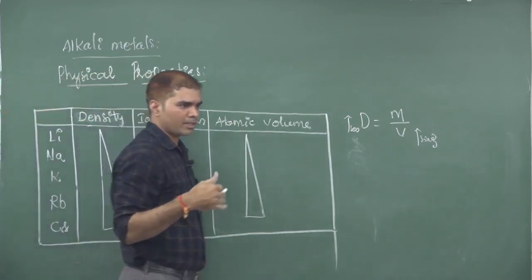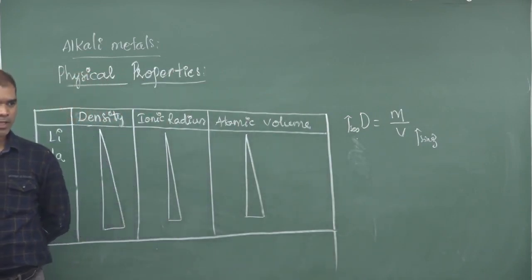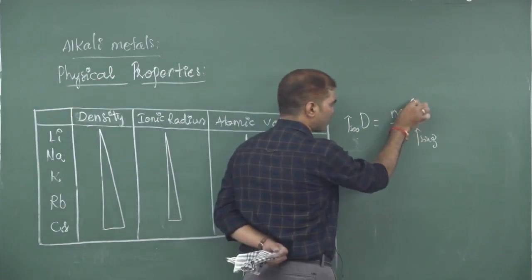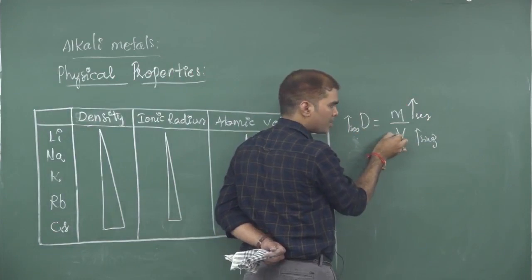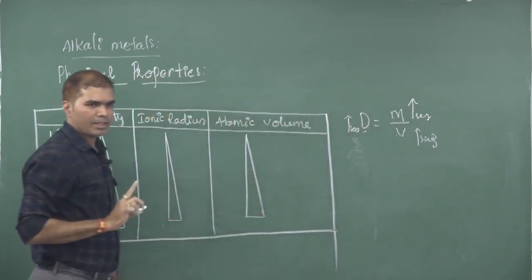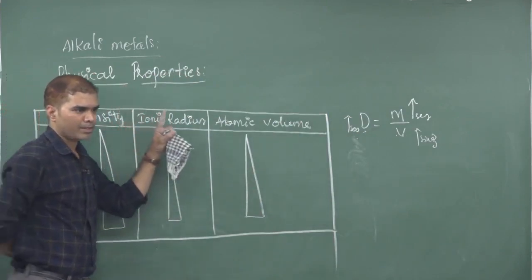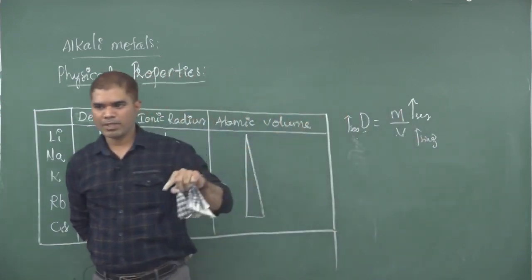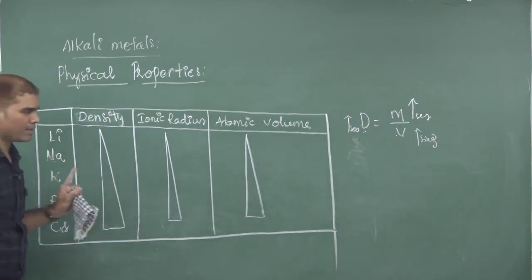Mass is also increasing. In every period, you are not only adding up electrons, you are also adding protons and neutrons. So what will happen to mass? Mass also increases. So mass is increasing, volume is also increasing, but the increase in mass is high, therefore density will increase. Don't only consider atomic volume, mass is also increasing. Since mass increases to a greater extent, density increases down the group.